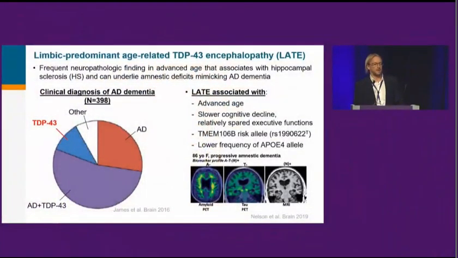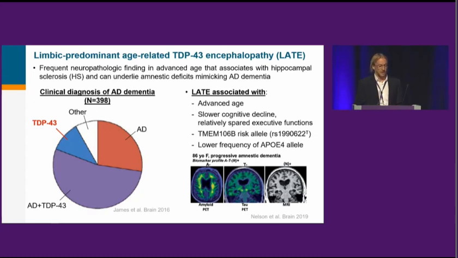Nothing to disclose. Limbic predominant age-related TDP-43 encephalopathy, or LATE, is a frequent neuropathologic finding in advanced age that associates with hippocampal sclerosis and associates also with amnestic deficits that may mimic AD dementia clinically.